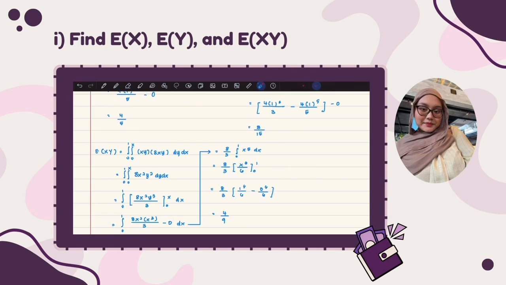And then we're going to integrate in terms of X. I will bring out 8 over 3. I will expand this, which will get x to the power of 5, and so integrate x to the power of 5, and then at the end you should get 4 over 9.